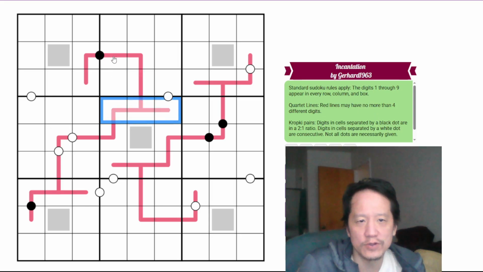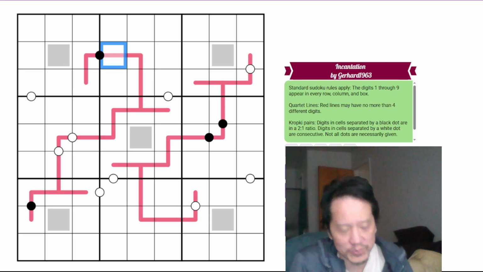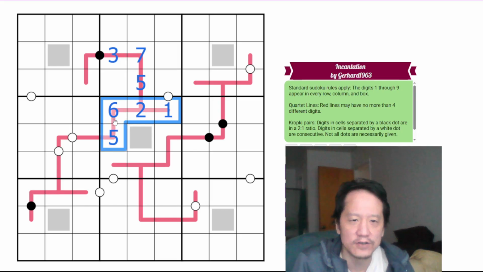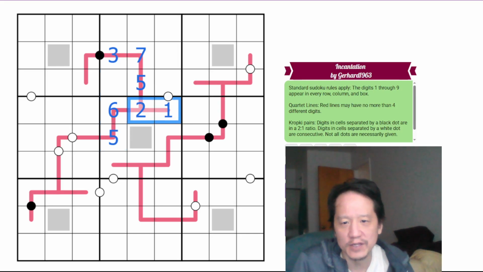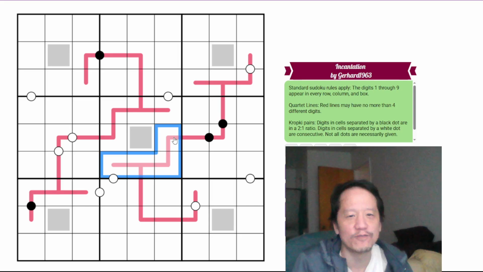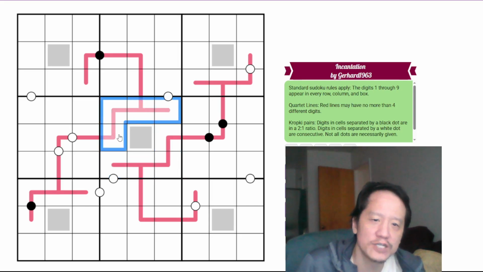So, for example, you could have something like 3, 7, and 5, but you could not have something like 1, 2, 6, and 5 here, because that is already 1, 2, 3, 4, 5, 6 different digits on the line, and you can only have up to 4. But basically, you can only have 4 unique digits on a quartet line.